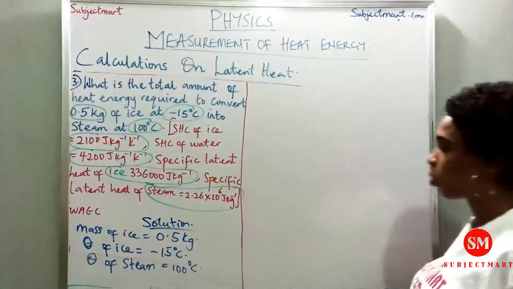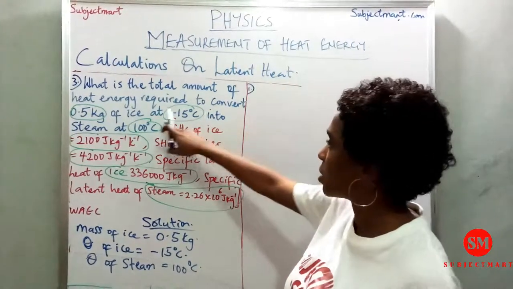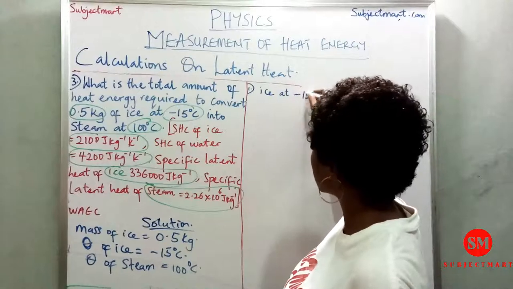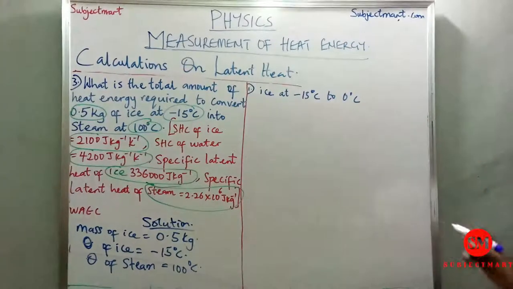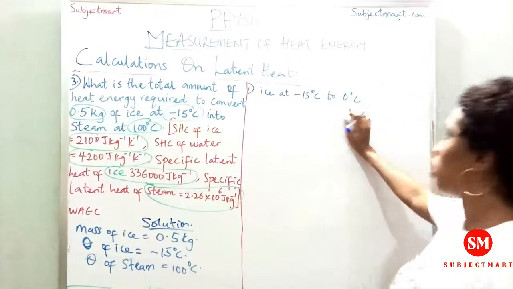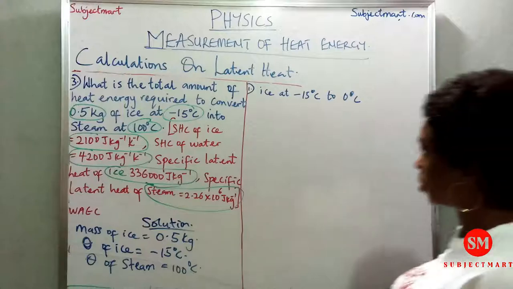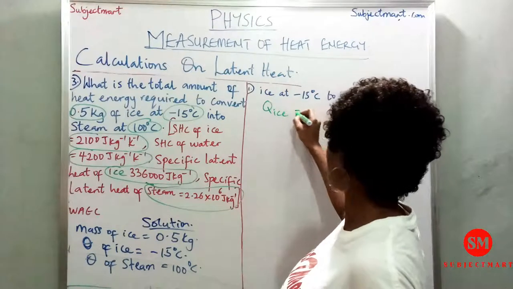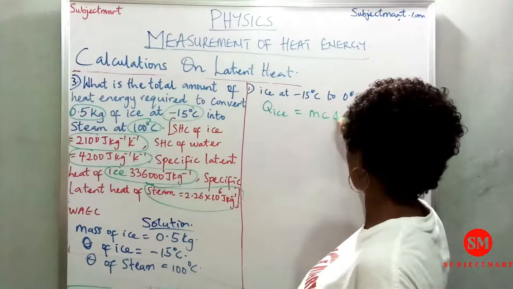So I'm going to go ahead and write the first phase change, which is from ice, which is solid, at minus 15 degrees C to 0 degrees C. You know 0 degrees C is still ice. So we have minus 15 degrees C to 0 degrees C. Let's find the quantity of heat for ice, from minus 15 degrees C to 0 degrees C. That's mc change in theta.